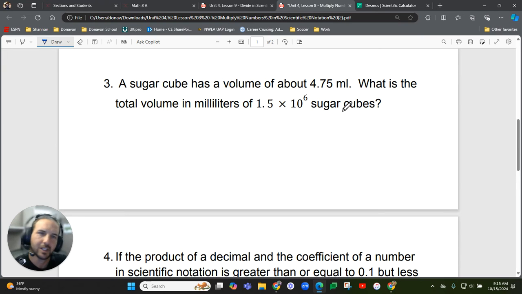That is such a weird question. Okay. So that's a lot of sugar cubes. So we need to figure out what is the volume of all these sugar cubes if each sugar cube is 4.75 milliliters. So again, we're just multiplying here.